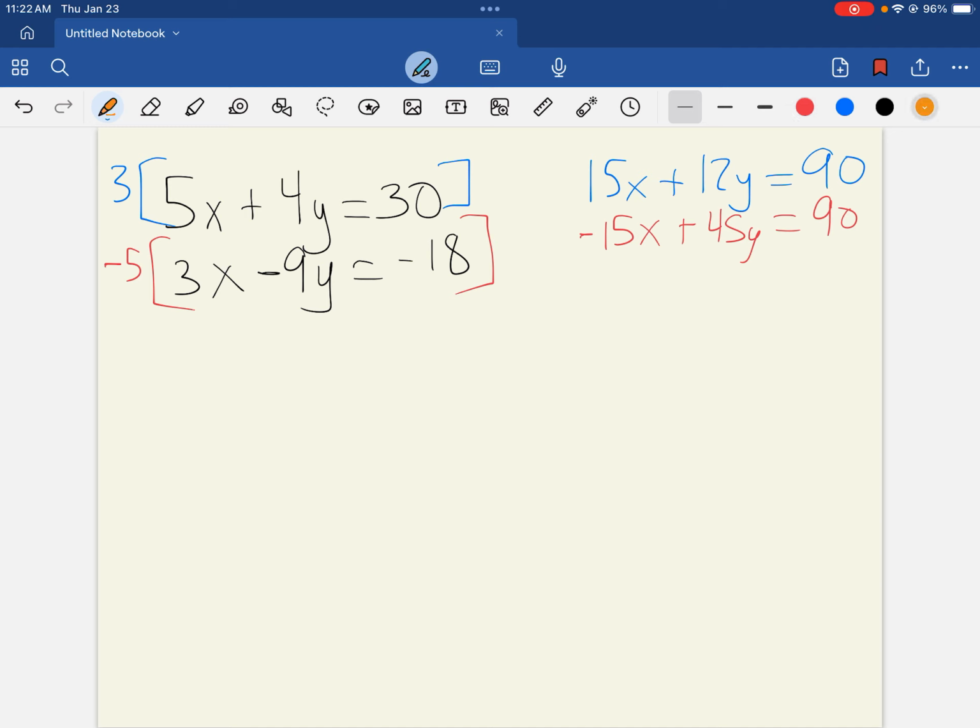Now, from here, it is going to be the same thing you've seen in the previous examples. I'm going to add my two equations together. When I do that, the x's cancel out or eliminate. I would do 12y plus 45y, and I'm going to get 57y, and that is going to be equal to 180.